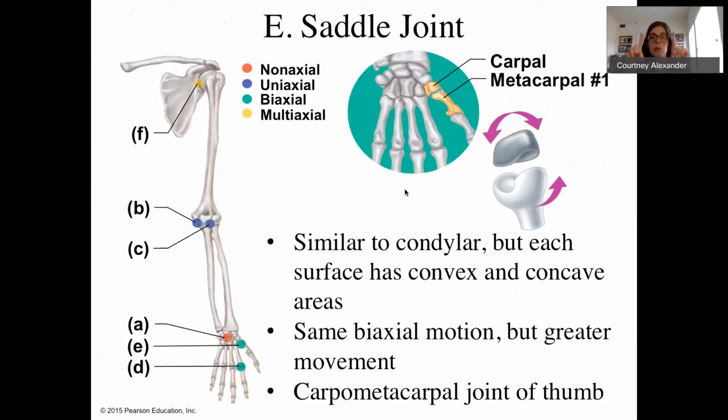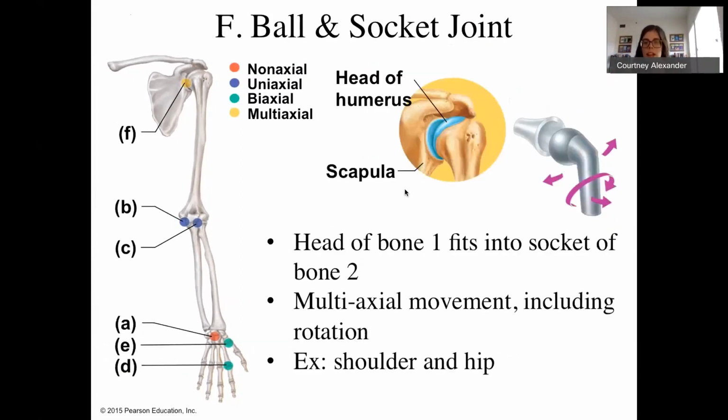So let's compare the motion of our fingers, we can make little circles, versus our thumbs, bigger circles. Condylar for the fingers, saddle joint for our thumbs. Bigger degree of motion, still technically biaxial. And finally, the multi-axial joint, our ball and socket. We think of our shoulder and our hip, where we have a head of bone 1, which will fit into a deep socket of bone 2.